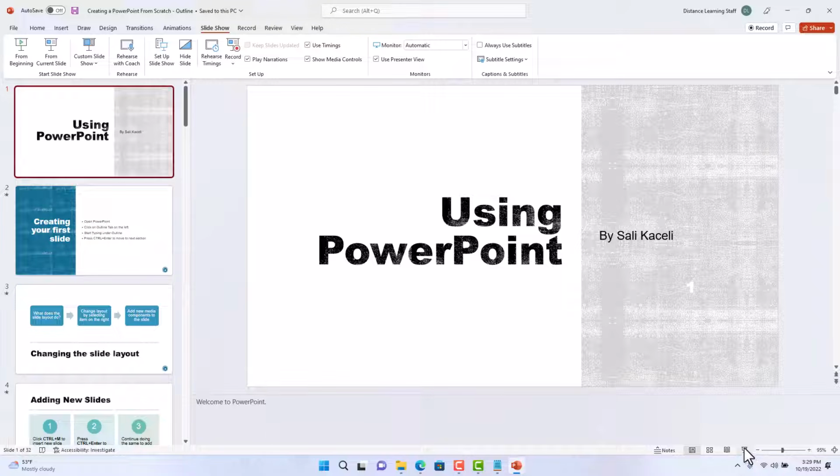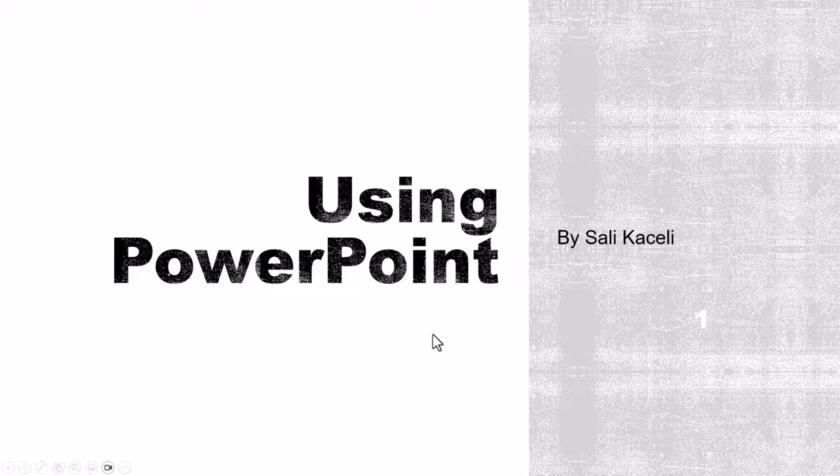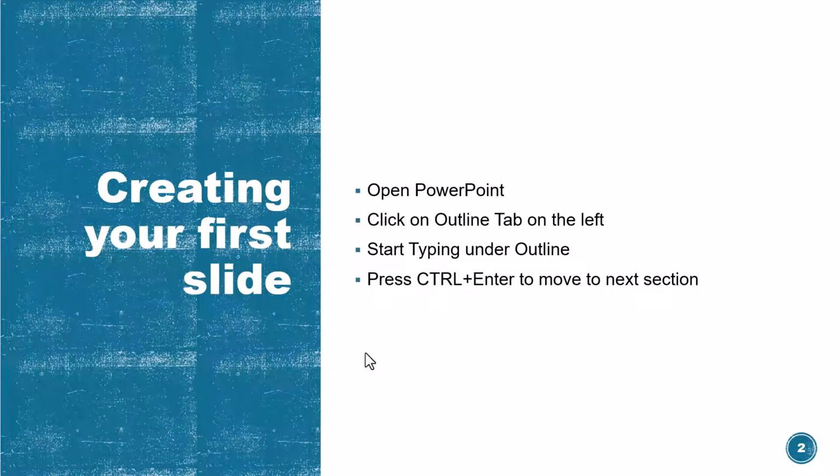You can also present it here in the bottom under the slideshow icon on the bottom right, or by using the F5 key on the keyboard. To start from the beginning, we click here on Slideshow, and then from the beginning, we'll advance the slides by simply clicking the left button of the mouse, or using the space bar, or using the right key or the up and down keys on the keyboard.